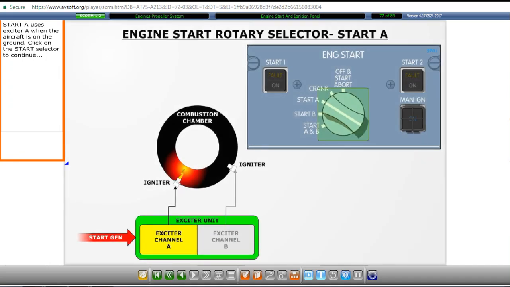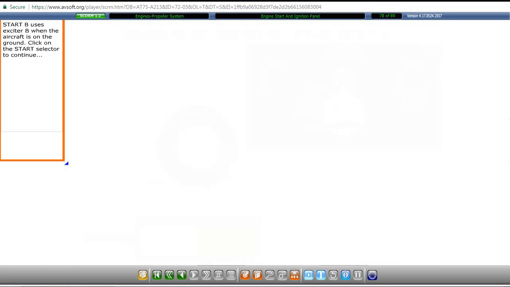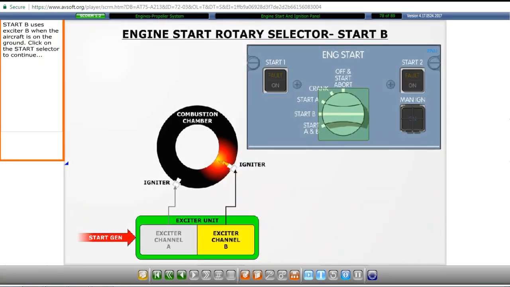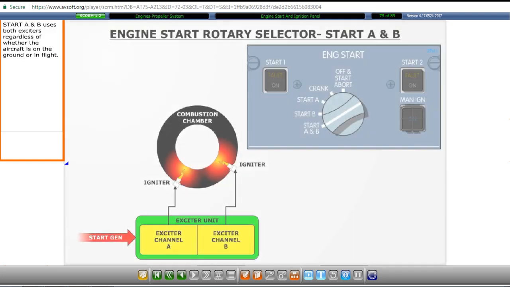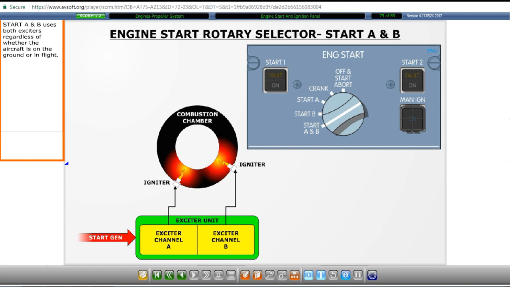Start A uses exciter A when the aircraft is on the ground. Click on the start selector to continue. Start B uses exciter B when the aircraft is on the ground. Click on the start selector to continue. Start A and B uses both exciters regardless of whether the aircraft is on the ground or in flight.